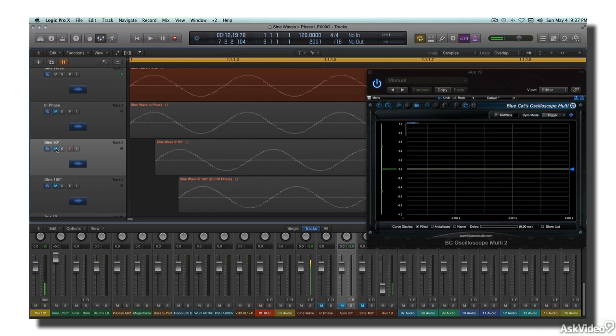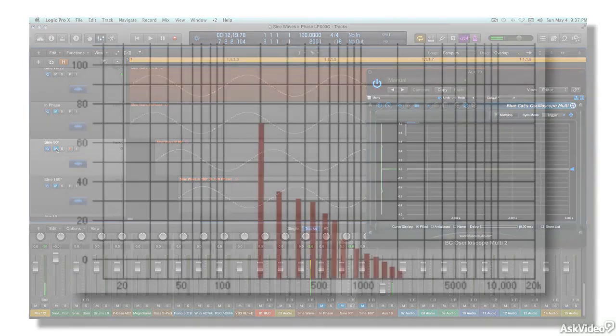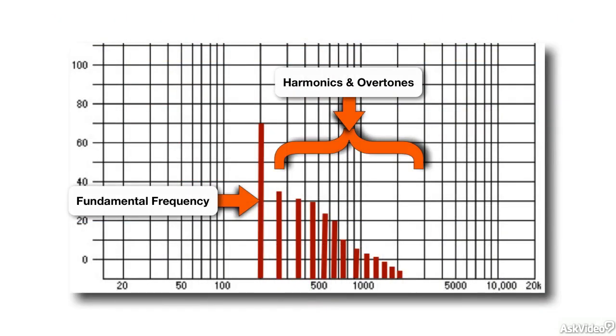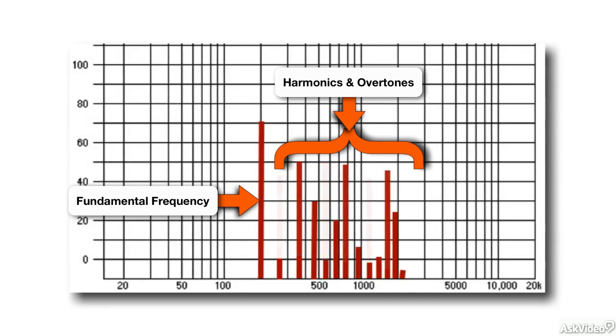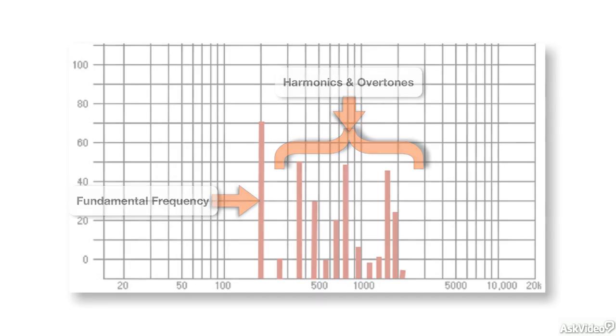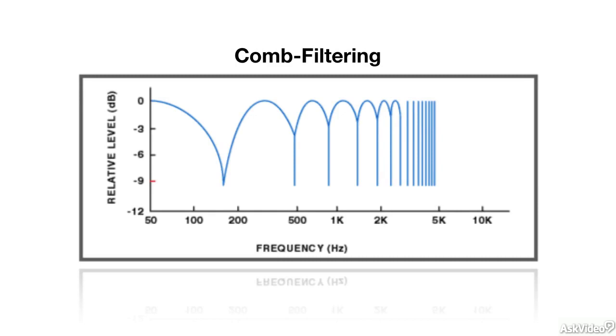Since the specific result is based on phase, which is a function of time and frequency, when this happens with complex waves, the different harmonics and overtones that give the wave its tone are affected differently. Some are reinforced, others cancelled, and as a result, the balance of harmonics and overtones is altered, and the tone is changed. This is called comb filtering, which is the basis for most of the effects I mentioned before.